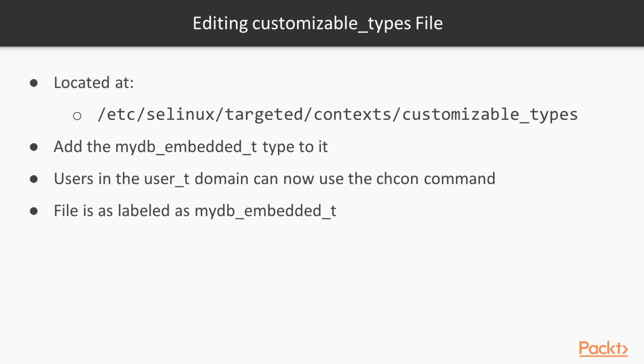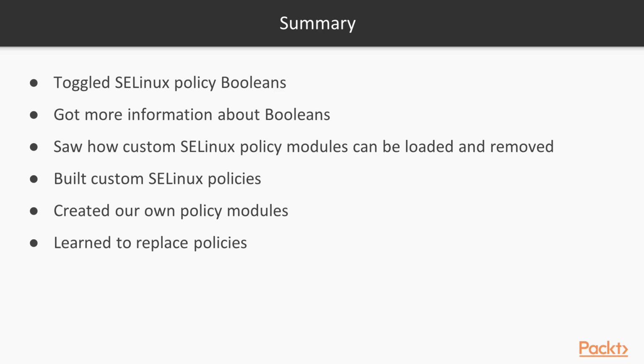Next, you edit the customizable_types file located at the contexts subdirectory and add the mydbembedded_t type to it. With those steps completed, all users in the user_t domain can now use the chcon command to label a file as mydbembedded_t and still use this file through SQLite or other application programs that run in the user domain. Great!